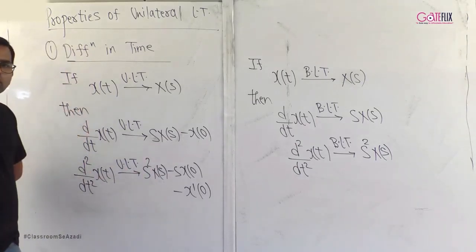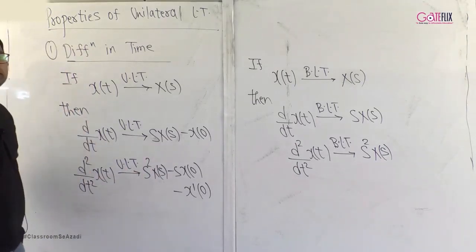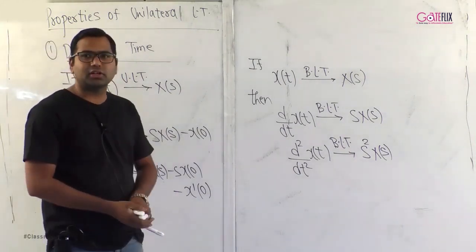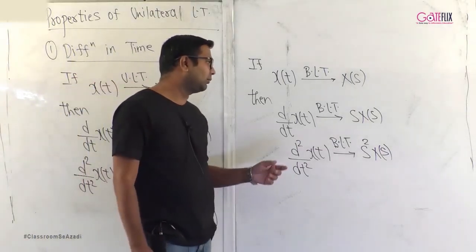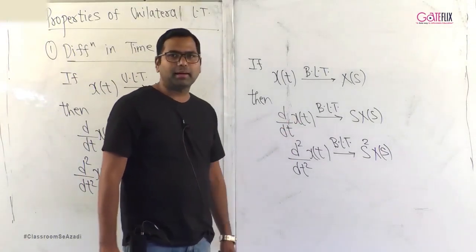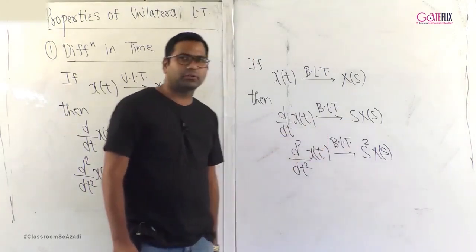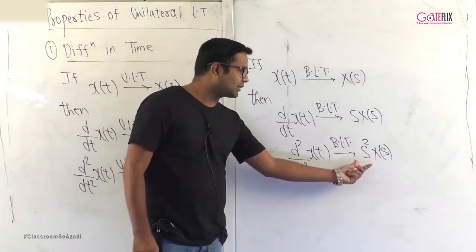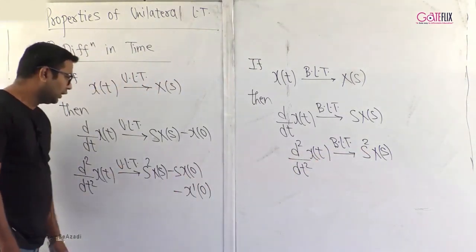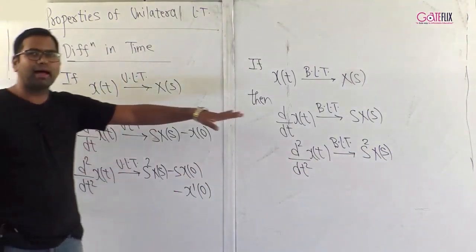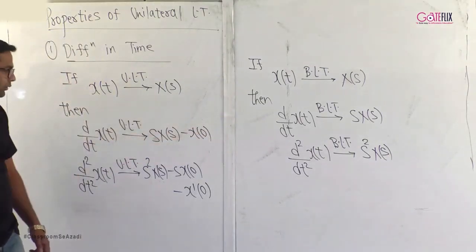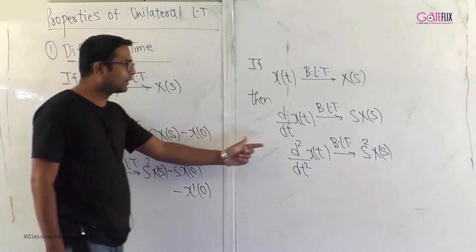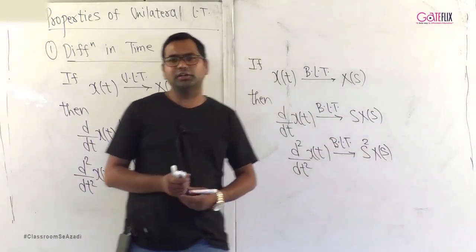Now this property of unilateral Laplace transform is different from the bilateral. Let us see how this property behaves in the bilateral Laplace transform. In bilateral Laplace transform, for d by dt x of t, the bilateral Laplace transform is s times X of s. Whereas for a double derivative, the bilateral Laplace transform is s squared X of s. Therefore, if you observe, the difference between bilateral and unilateral is that in unilateral we consider the initial conditions, whereas in bilateral we are not considering the initial conditions.